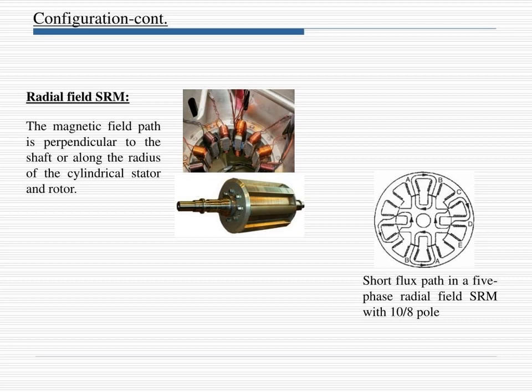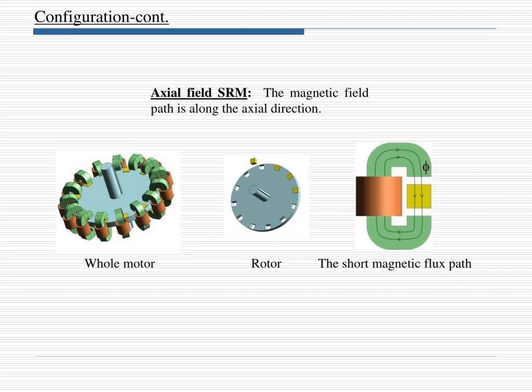There we can see the phases A, B, C, D, and E. Then there is the axial field SRM, where the magnetic field path is along the axial direction, meaning the magnetic field flows in the axial direction. We can see the diagram of the whole motor, where the rotor and the stator are connected. The second diagram shows the rotor, and the third one is the short magnetic flux path, where the magnetic flux is produced in the axial direction to the rotor.